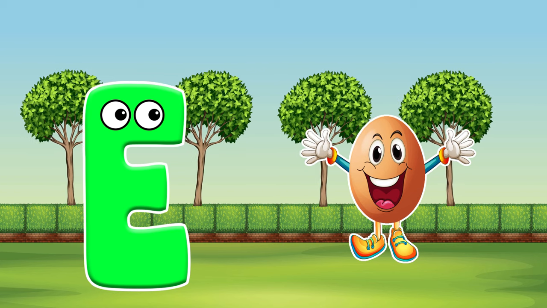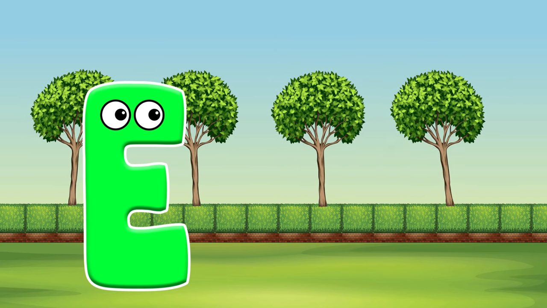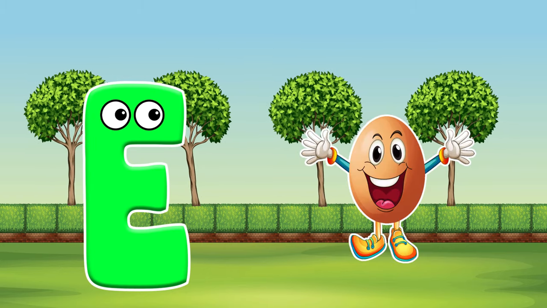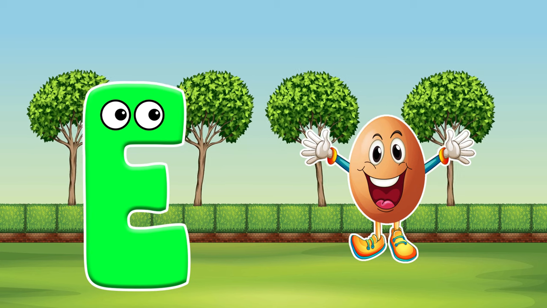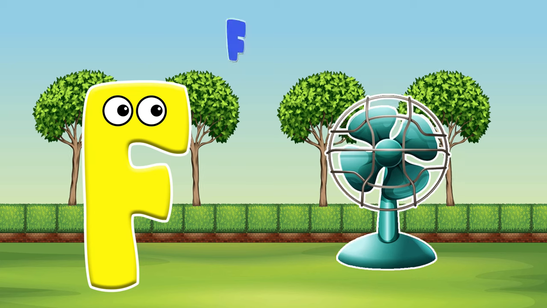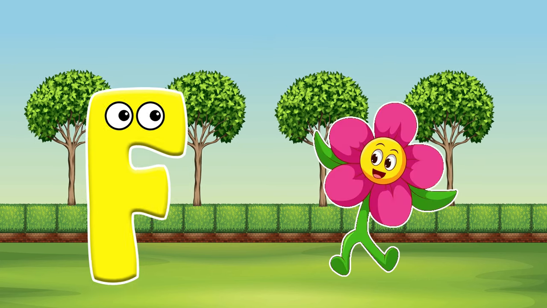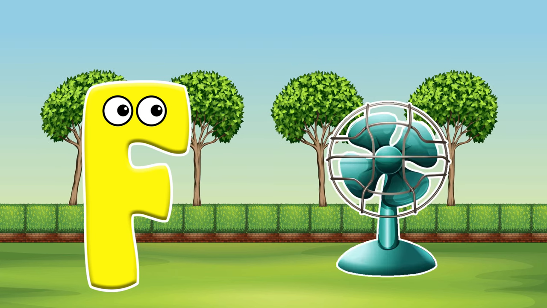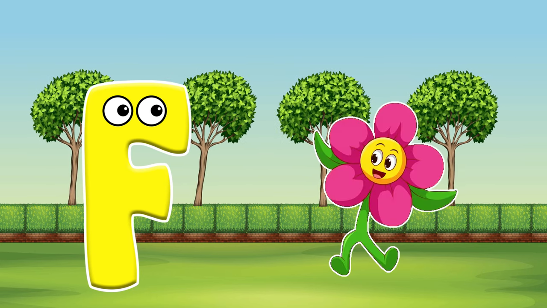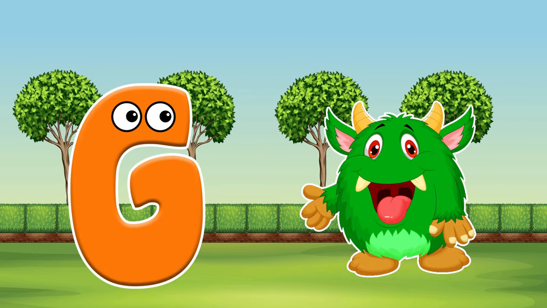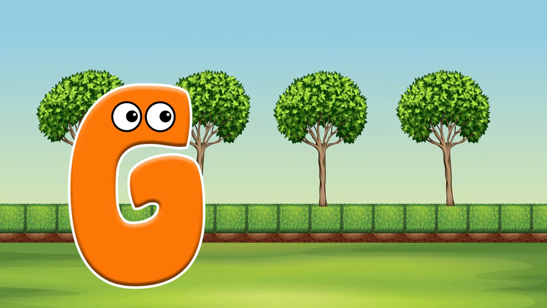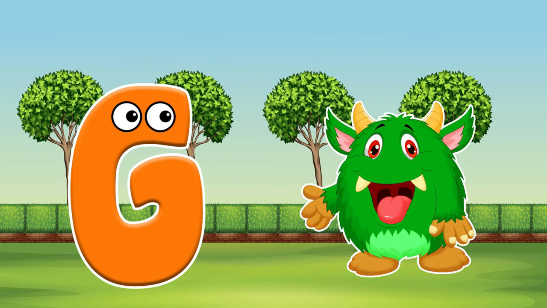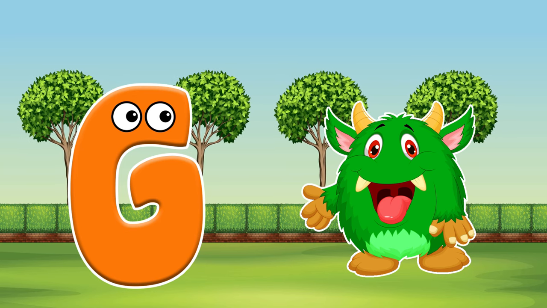E is for eggs, e, e, eggs. E is for earth. F is for fan, f, f, fan. F is for flower, f, f, flower. G is for green, g, g, green. G is for grass, g, g, grass.